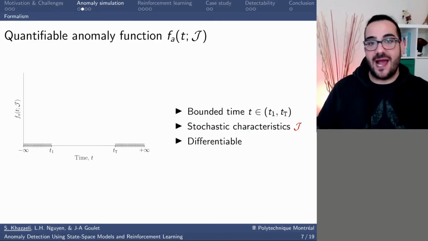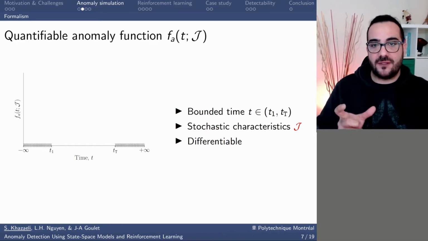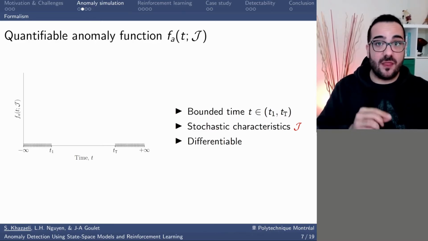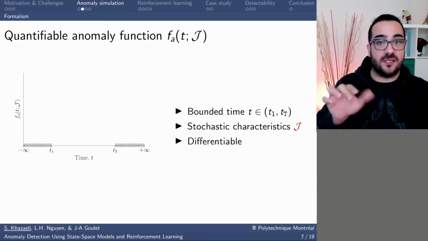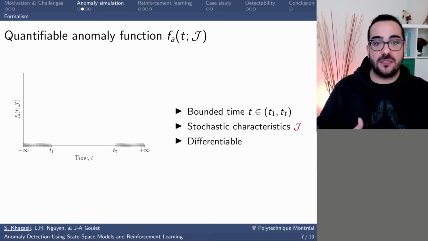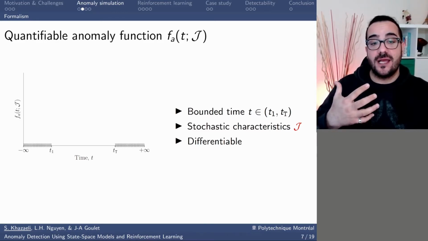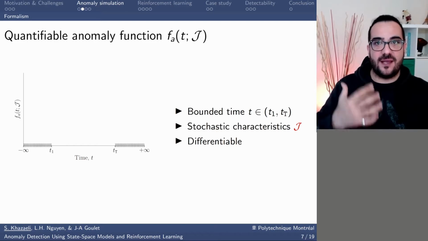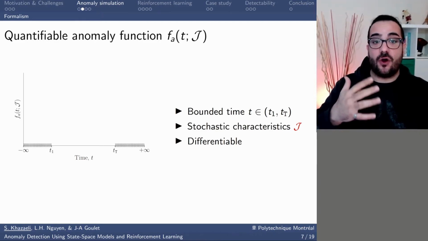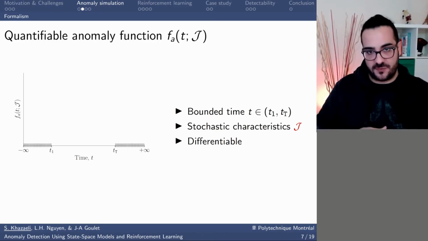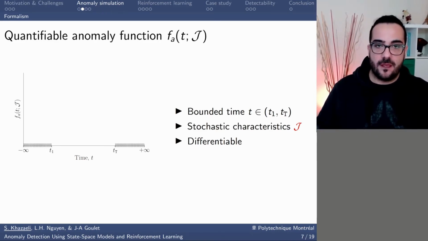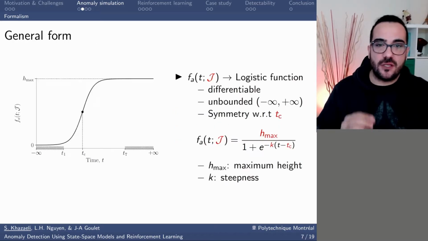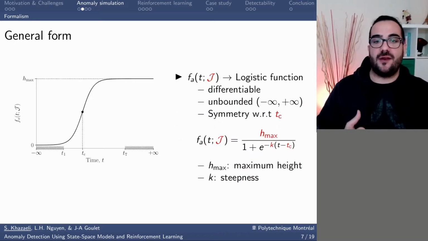Okay, consider the anomaly function f of a as a function of the time and some stochastic characteristics. The function should be bounded according to the length of the time series between t1 and tt. Such a bound is shown in the figure by dashed lines. Also, we need a function that is differentiable because we consider the anomaly function as a change in the speed, yet the effect can be seen on the baseline and accelerations, which are the derivative and the integral of the speed.